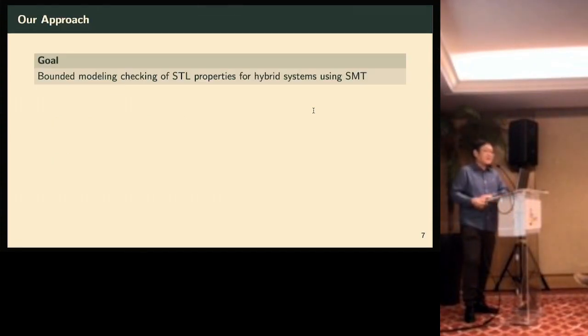Okay, so basically, our approach to address those general challenges is to perform bounded model checking of STL properties for hybrid systems using SMT solving techniques.